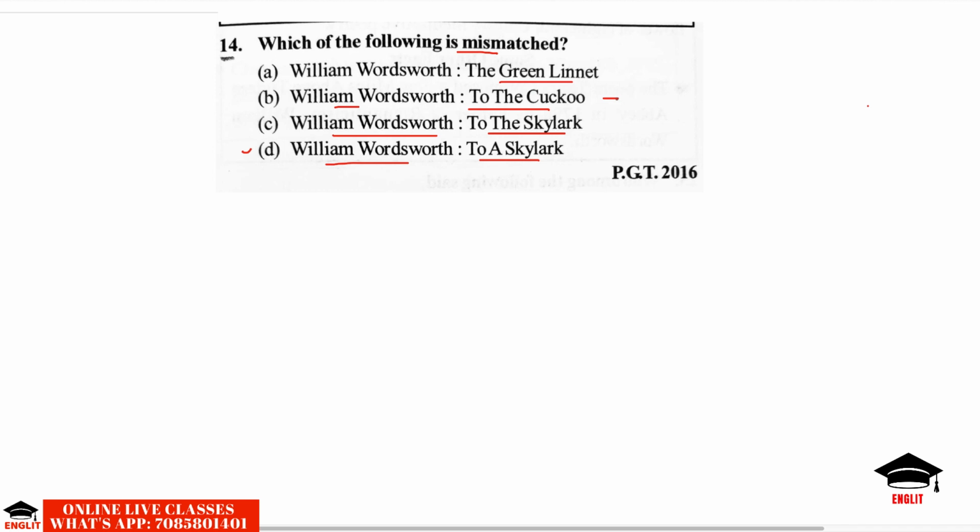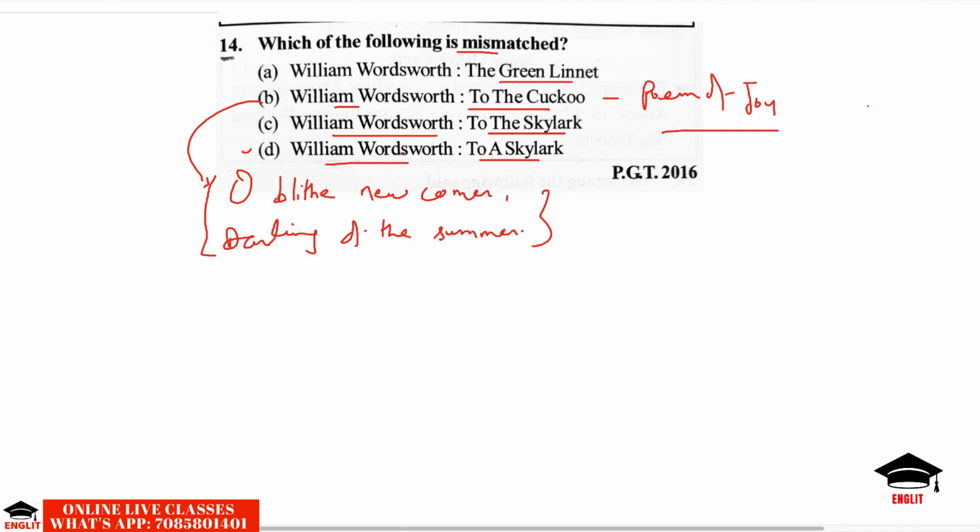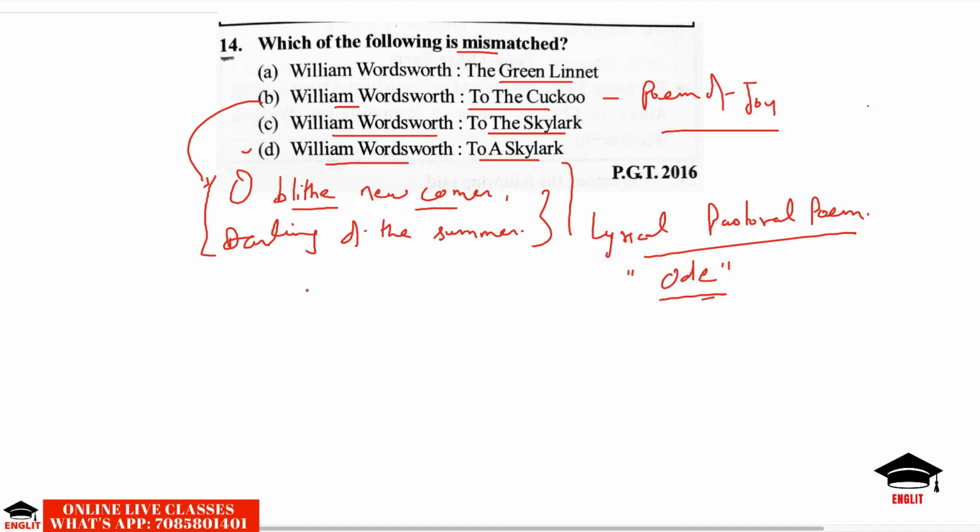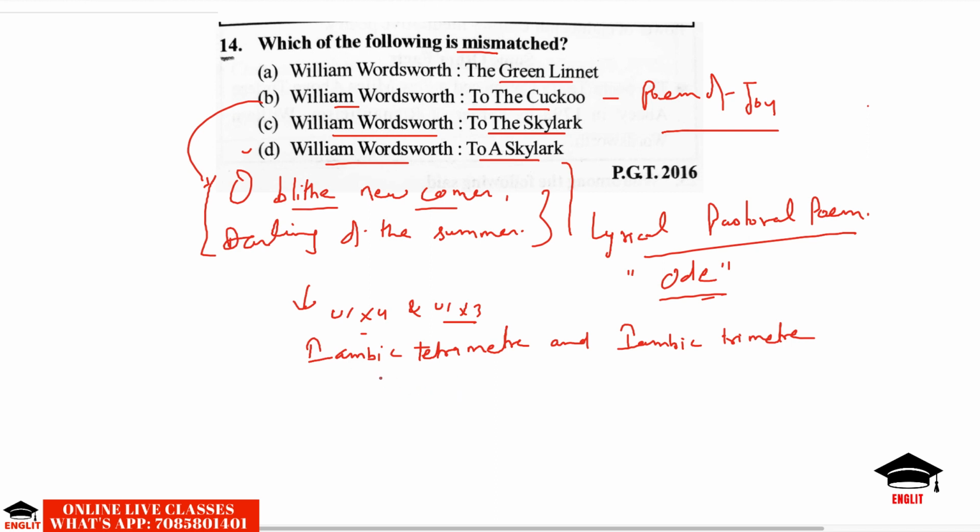Ode to Cuckoo is also a poem of joy. It is addressed as "O blithe newcomer, darling of the summer," where he addresses this cuckoo as a blithe newcomer. Blithe means happy. This is a kind of lyrical pastoral poem. It is written in a combination of iambic tetrameter and iambic trimeter. So this is in the combination of these 2 meters.